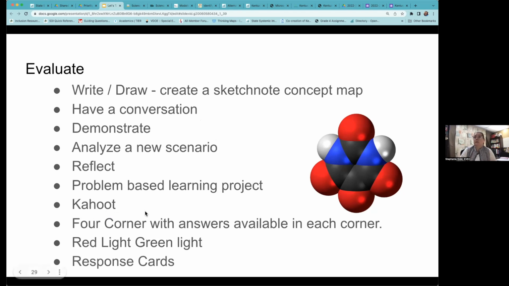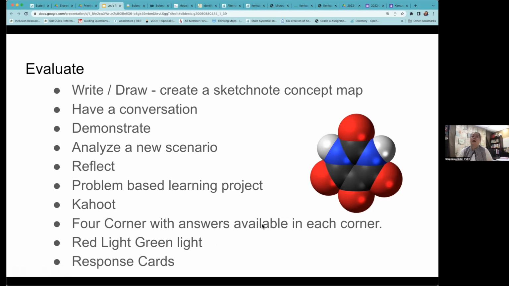Play the game of Kahoot if they're able to. Four corners, where they answer various questions, and it can be a simple thing of you putting up some things in the corners and having them go stand in the corner which answers the question. Red light, green light. That's a great game to play. You can look it up, but red light, green light would be like a true or false. If it's true, then they can move. If it's false, then nope, you have to stay standing.